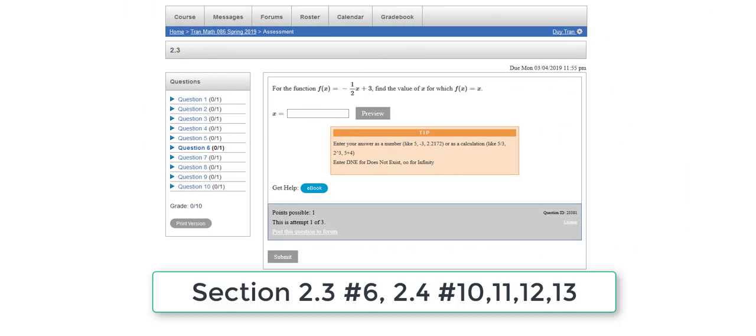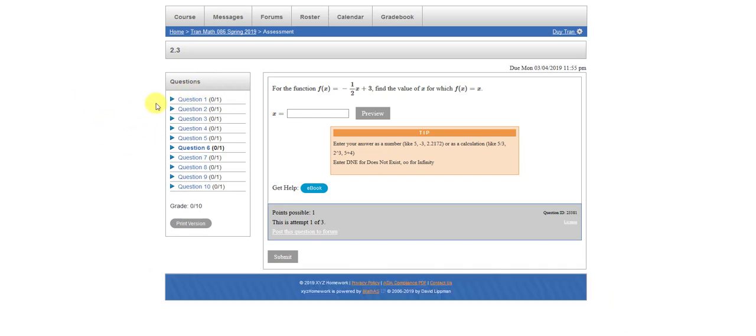Hi, in this video I'll go over how to solve a few questions on the assignments for 2.3 and 2.4, as a few of you requested me to solve for that. Now let's go over the first one, question 6 on 2.3. In this case, we are solving for the value of x which makes f of x equal to x.